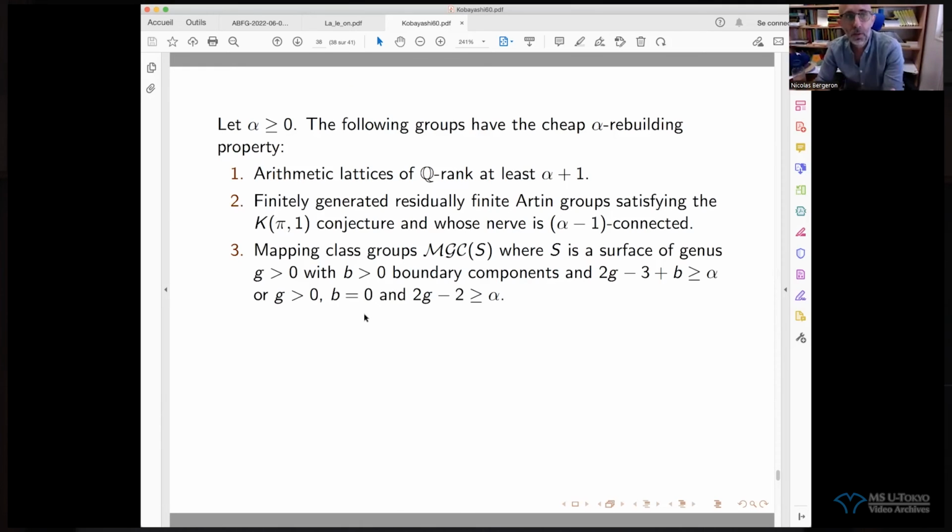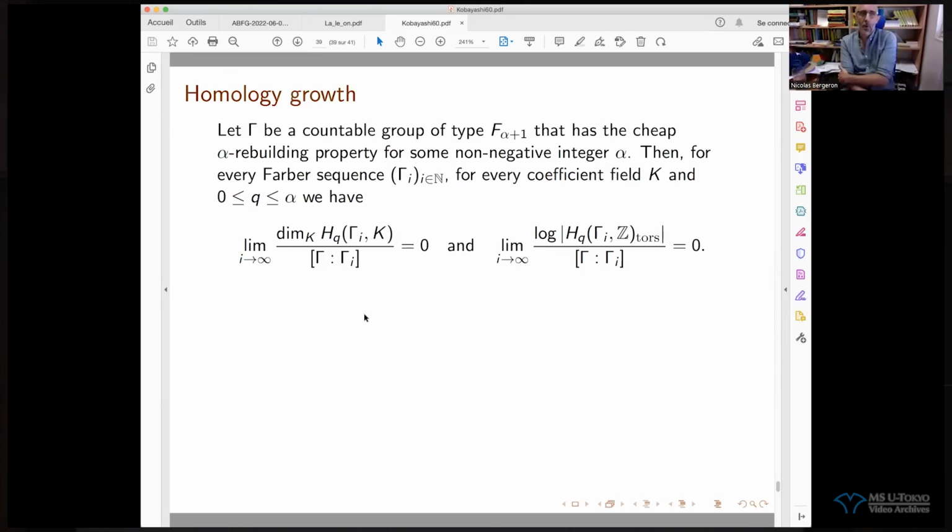And now let's go back to homology growth. Let's put it in the larger setting of a countable group of type F_{alpha+1}. Let's say it has finite cohomological dimension, or is of type F_infinity. It's not very important, this hypothesis. What is important is that it has a Cheeger-type rebuilding property for some alpha.